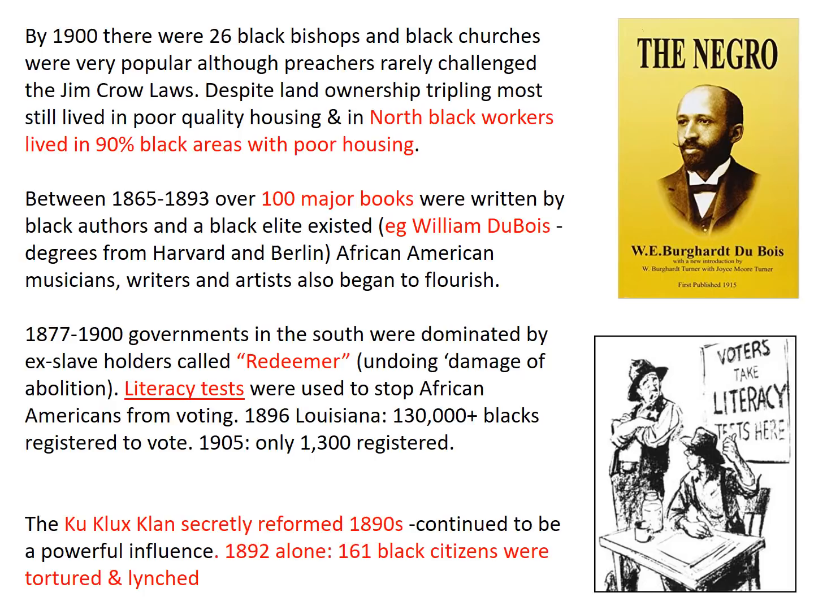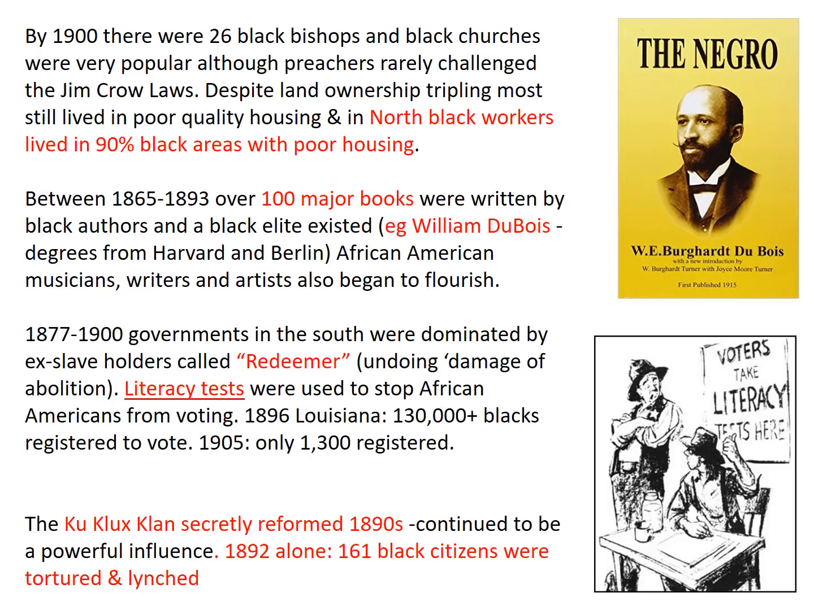So we do get a few success stories with 26 black bishops and black churches being very popular, but that really is the tip of the iceberg, because in the north, black workers lived in 90% black areas with poor housing. Got some steps forward in terms of education, something of an elite being produced, most famous of which is William Du Bois. He got degrees from Harvard and from Berlin.